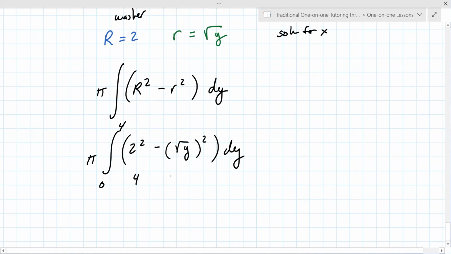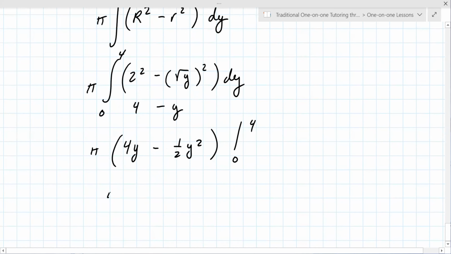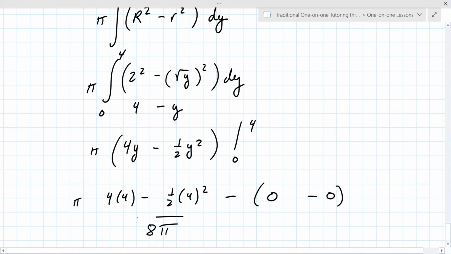So this is 4 minus y. Our antiderivative is 4y minus 1/2 y squared, times pi. Bring down the limits of integration: 4 times 4 minus 1/2 times 4 squared, minus 0, times pi. You get 16 minus 8, you get 8 pi after all that.